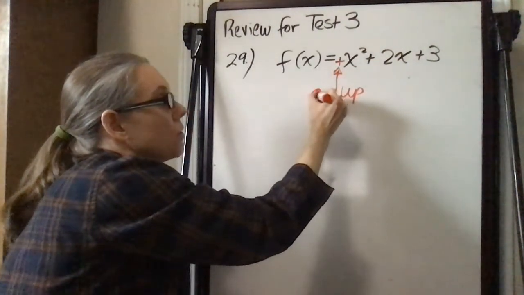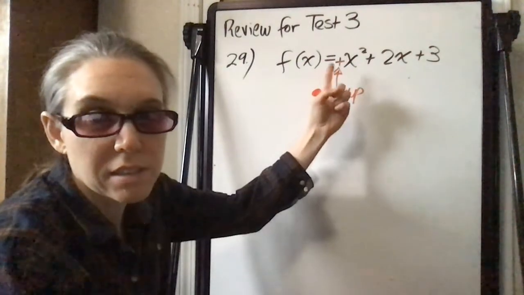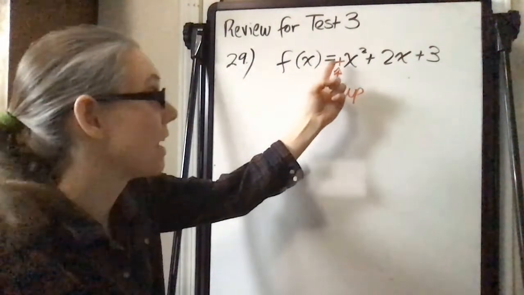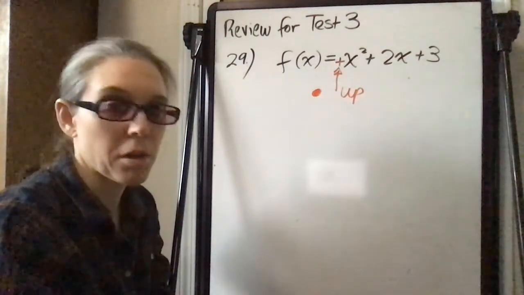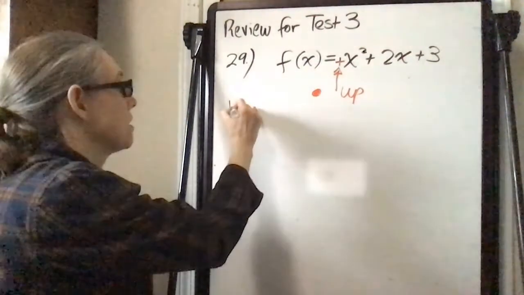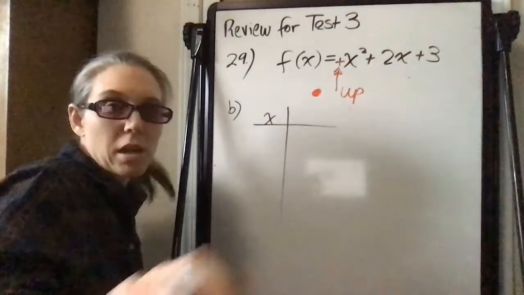So I don't know if yours is going to be up or down, but I'm selecting up because this is a positive number. If you have a negative leading coefficient, you get down. Okay, and then for part B, you just need to fill in the table. And so for mine, this is what I ended up with.